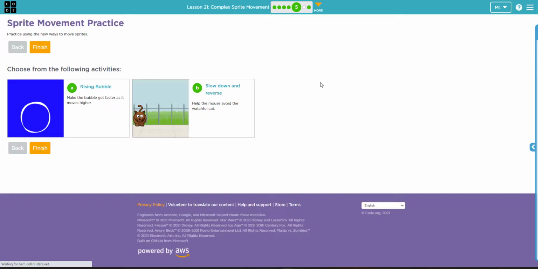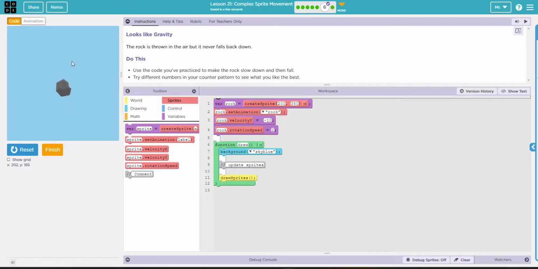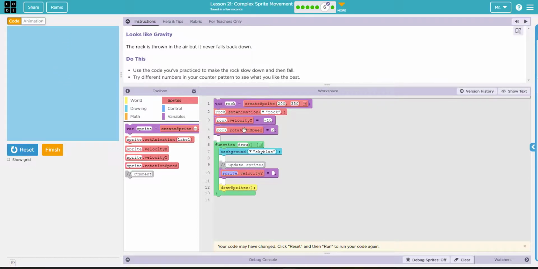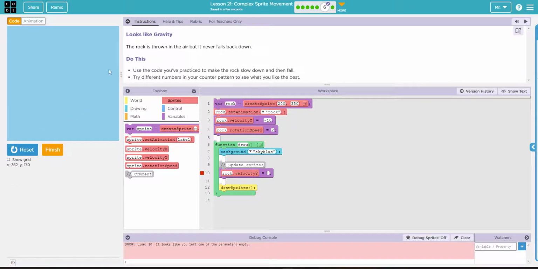All right. Finally, on the assessment question, we're looking at a rock being thrown in the air, but it never falls down. We're going to go ahead and use the code we practiced to make the rock slow down and then fall, right? So we're using the counter pattern with the velocity block. Try different numbers to see what we like the best. Since it's going up and down, we're modifying the y velocity. We're modifying the rock's velocity. Since I want to slow down, we're going to have to increase.